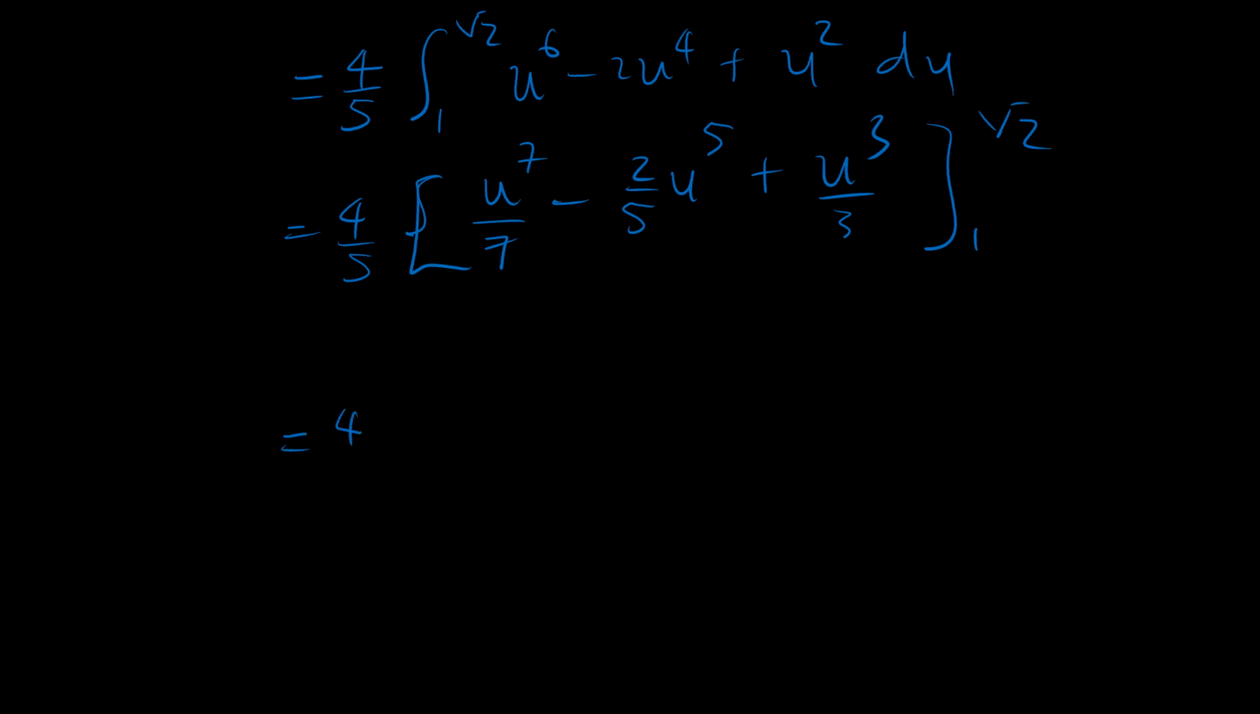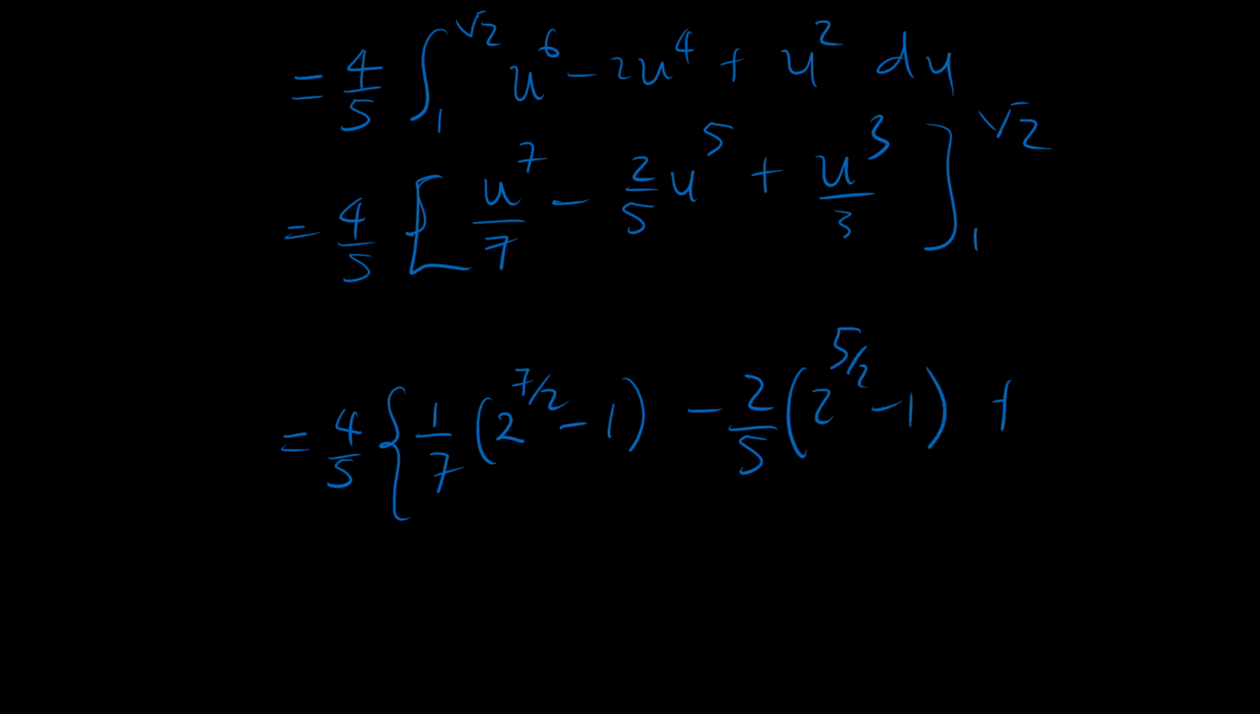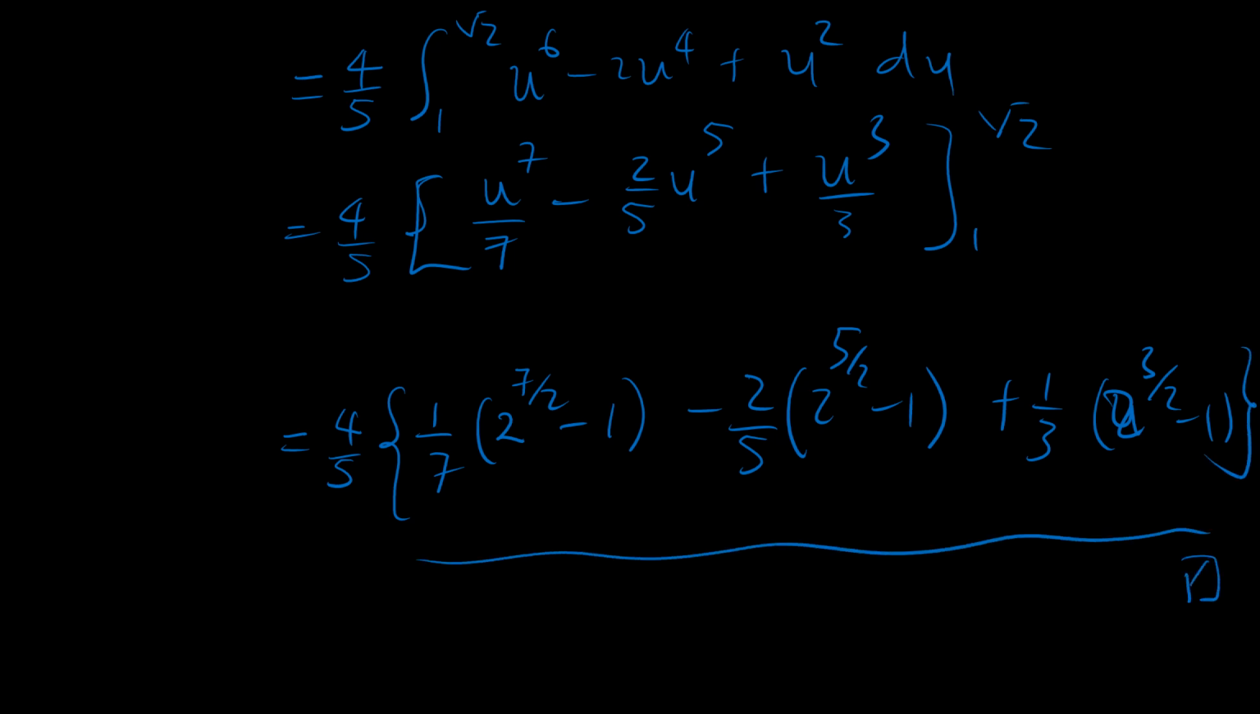So this is the same as 4 over 5 times 1 over 7 times root 2 to the power 7 substituted there, minus 1, minus 2 over 5 times root 2 to the power 5, minus 1, plus a third times root 2 to the power 3, minus 1. And I think this is the farthest we can go with that. You can definitely simplify that further, but that's where we'll choose to stop.